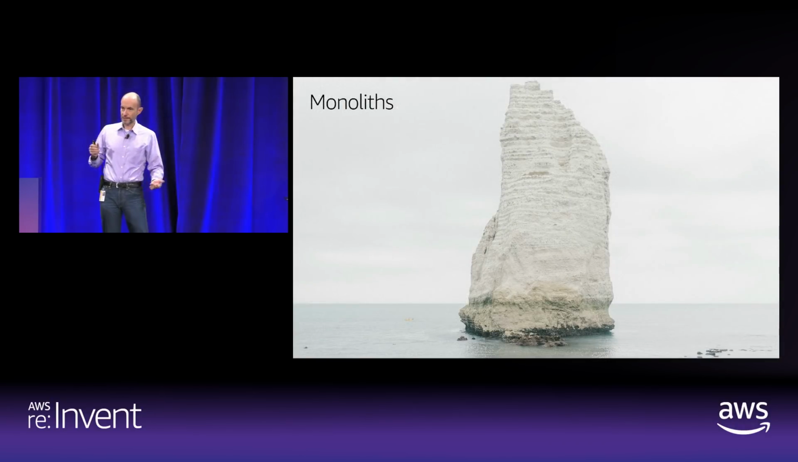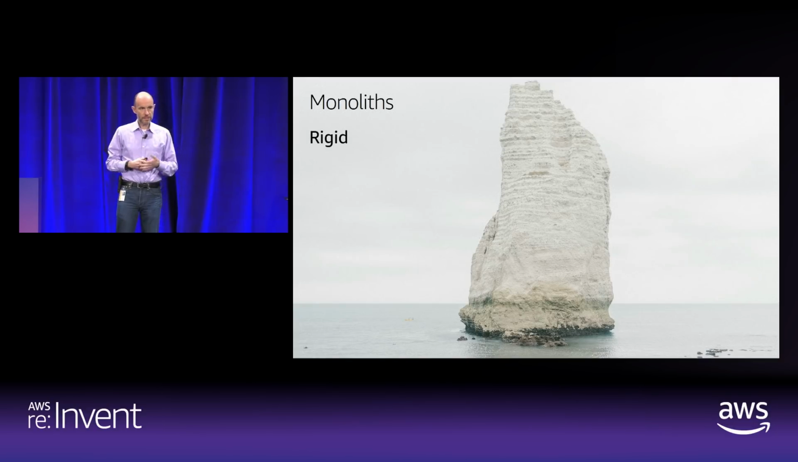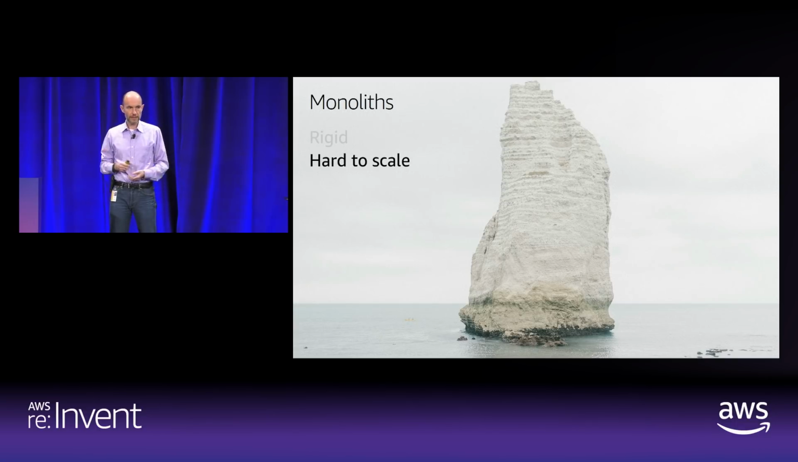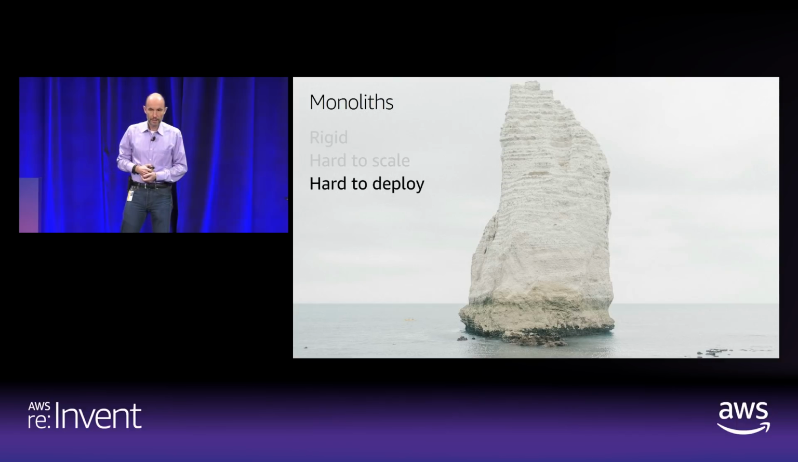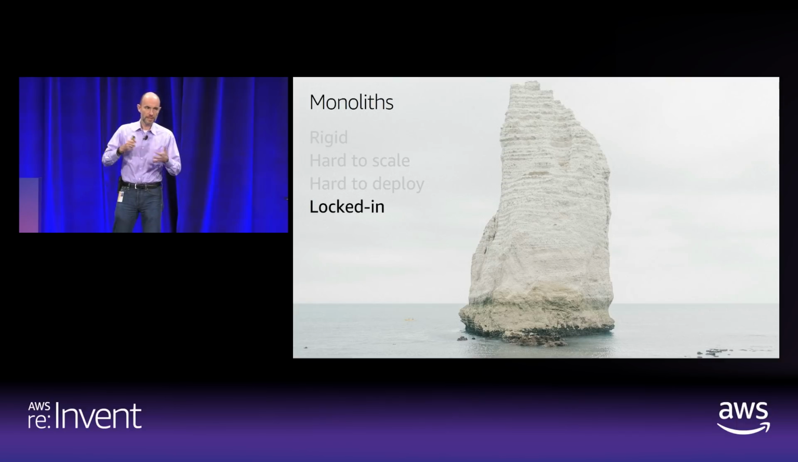So let's start with monoliths, which are the opposite of microservices, if you will. And this is how applications have been developed for decades, right? Big, large application. Monoliths tend to be rigid, hard to change. They tend to be hard to scale as a result of rigidness. They're also pretty hard to deploy. And people tend to feel locked in once they reach a technical decision for their monolithic application. It's hard to change it, and so they feel locked into those individual choices.